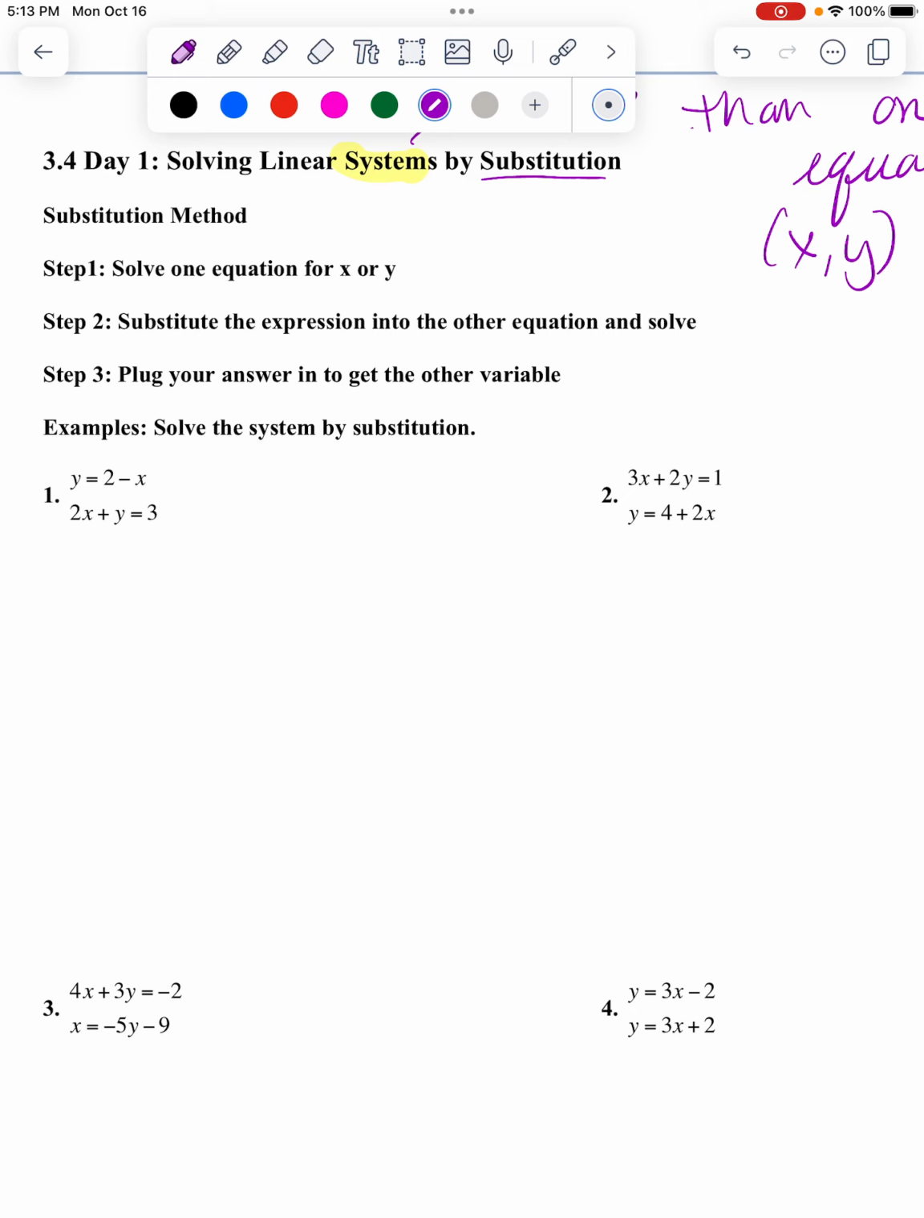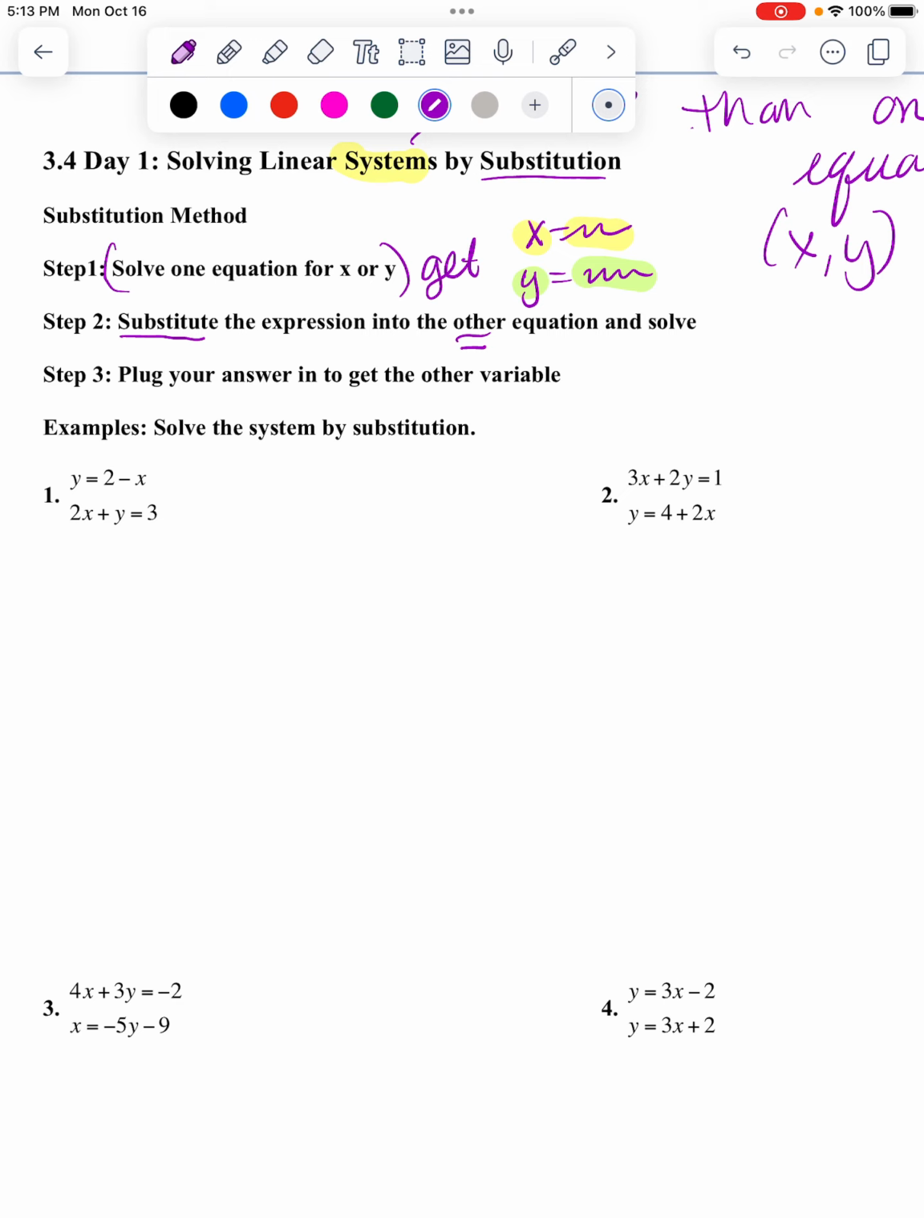So what you're going to try to do here when it says solve one equation for x or y, it means that you're trying to get x equals something or y equals something, because that will mean that you can replace x with this stuff or you can replace y with this stuff. So then you're going to substitute whatever you got into the other equation so that you're using both. And then you're going to plug your answer in to get the other variable.